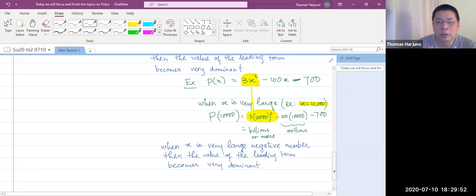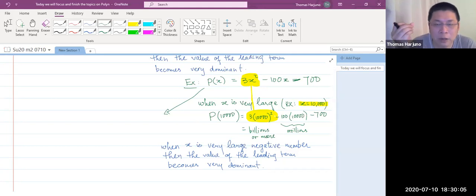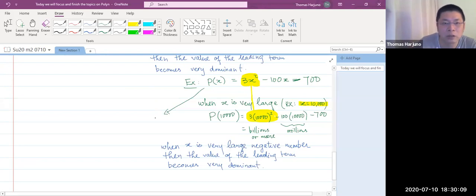Okay, so in other words, in practice, if you give me a polynomial, this 3x squared minus 100x minus 700, and I want to know how will this polynomial behave when we go very far to the right, very far to the left, we just look at the far end behavior. It depends on only the leading term, 3x squared. What do you know about 3x squared?